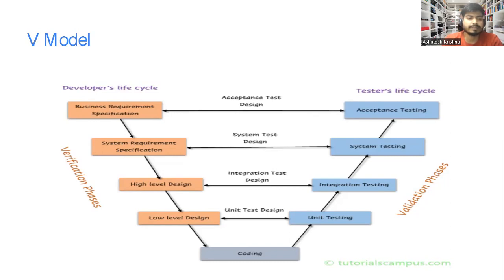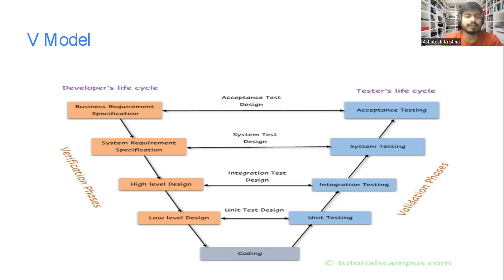So the first part in the development cycle is the business requirement specification. What is this? This is basically a document which the customer gives to the company. In this document, everything is written, meaning all the requirements and everything. Simultaneously, on the right hand side, you can see acceptance testing. This is basically user acceptance testing, where the user will see and decide how the product will actually look.